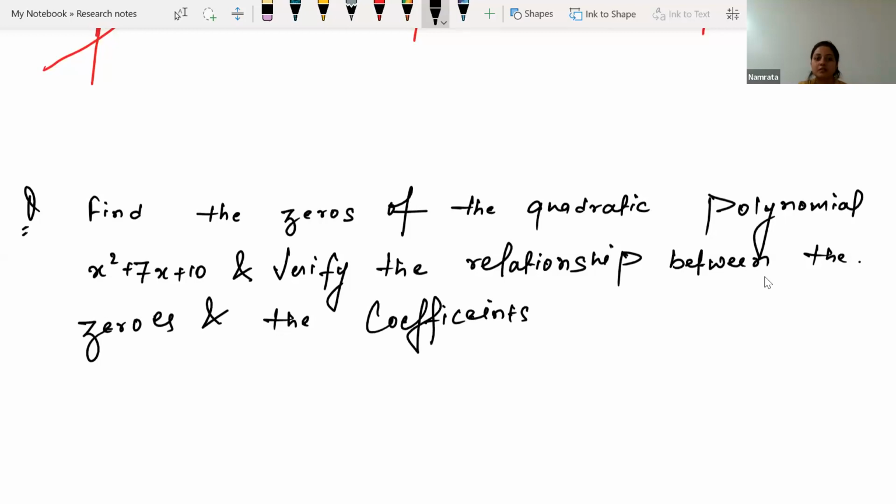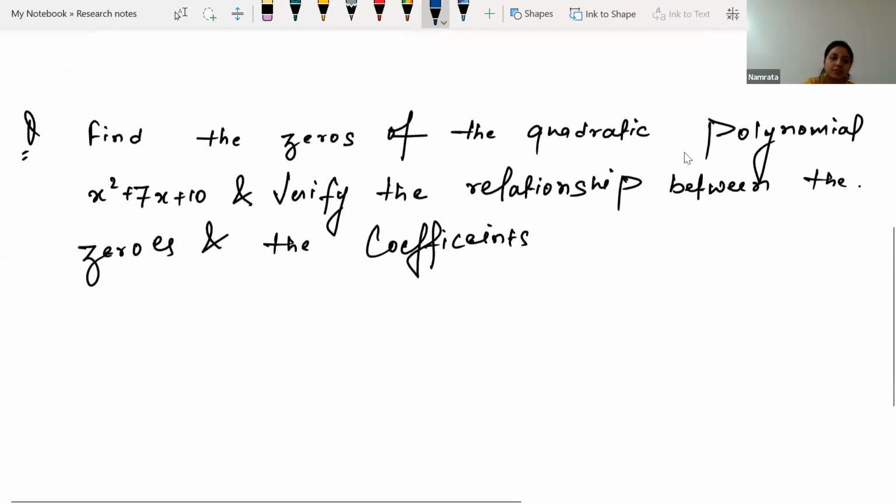How to find the zeros of the given polynomial x square plus 7x plus 10? We will split the middle. Exactly, we will split the middle term. So what will we get?